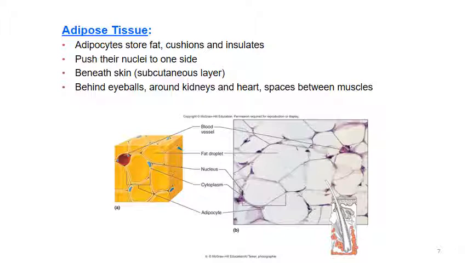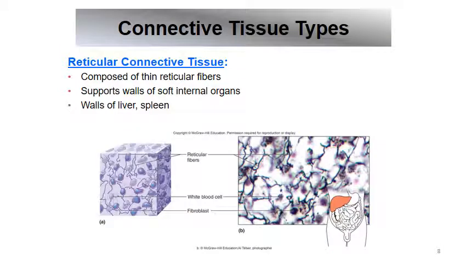Adipose tissue, this is just fat. Know that this one cushions, insulates, know those for the functions, and location all over our body. Reticular connective tissue, this one has reticular fibers, and know that this is for the liver and spleen.